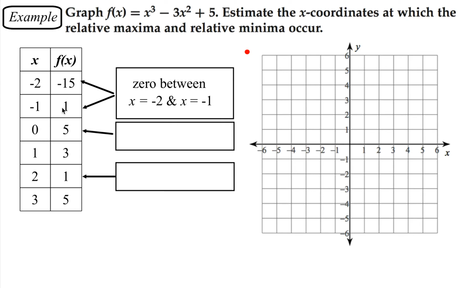And then if we look at our output values, we go from 1 to 5, so this is going up, then all of a sudden it's going down. So there's a turn that occurred here. So this tells us this is a relative maximum here at 0, 5.